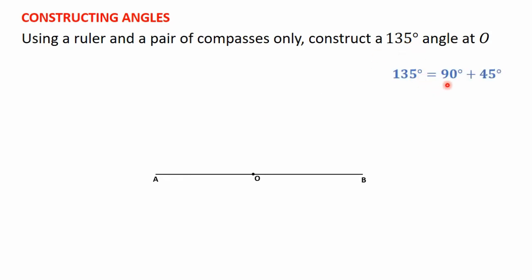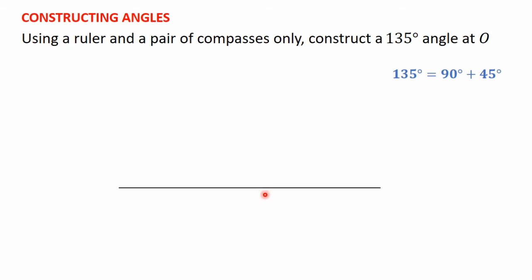135 degrees is equal to 90 degrees plus 45 degrees. In the previous videos, we have learned how to construct both a 90 degrees angle and a 45 degrees angle. So to get a 135 degrees angle, we will first construct a 90 degrees angle, then we will bisect the other 90 degrees angle to get 45 degrees. When we add the 45 degrees to the 90 degrees, we are going to get the 135 degrees we are looking for. To help us understand this very clearly, let's consider the sketch.